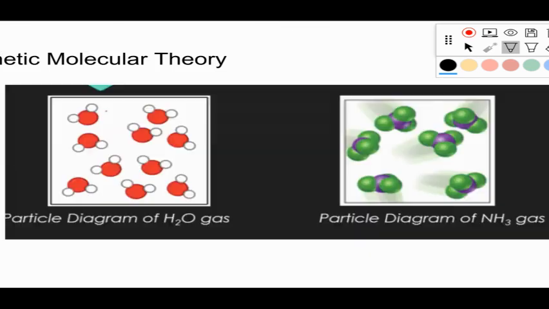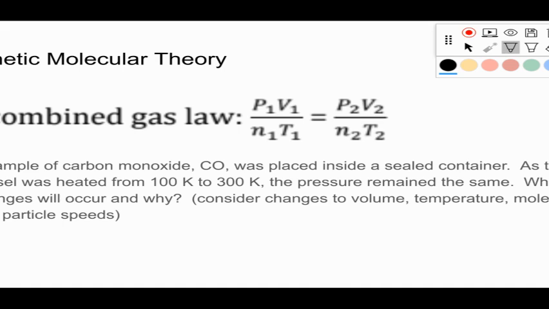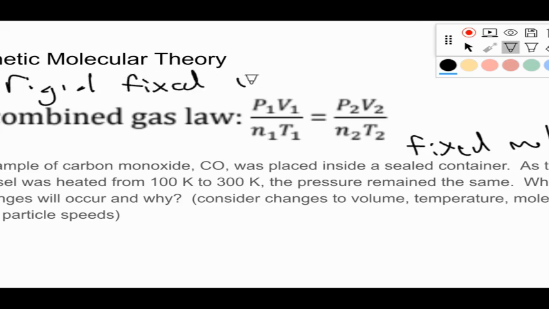Sometimes you're going to have to do these particle problems, and sometimes you're going to have to do some calculations using the combined gas law or just some explanations. So again, on this one, going back to it, sealed means that's your fixed moles, and rigid means fixed volume.